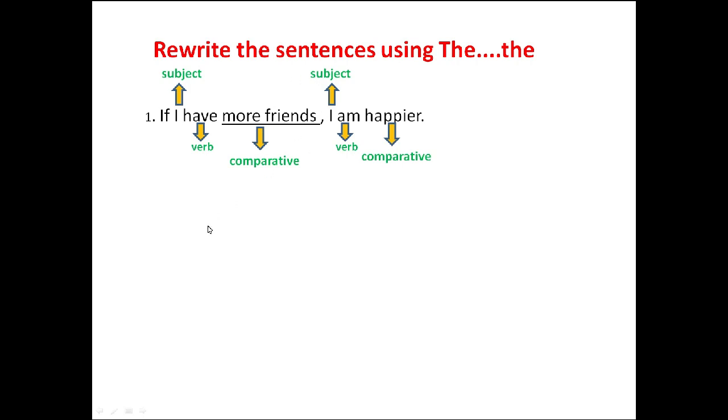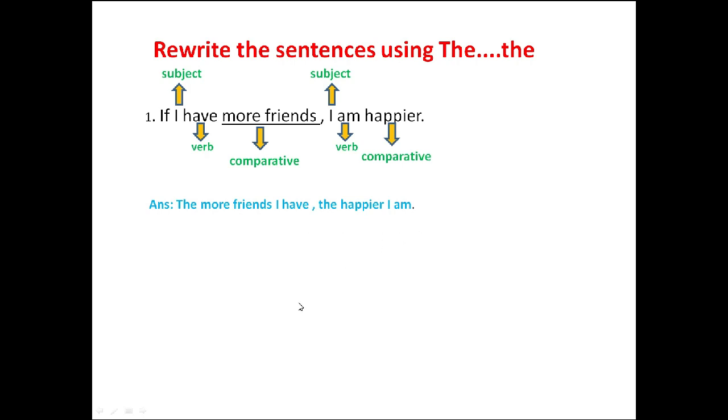So now if I have to follow the formula, what will be my answer? I said you'll start with the, then I will use my comparative form of adjective, more friends, subject is I, verb is have, comma, again the, I will start, comparative degree of adjective, subject and verb. So this is how you're going to frame your sentence.